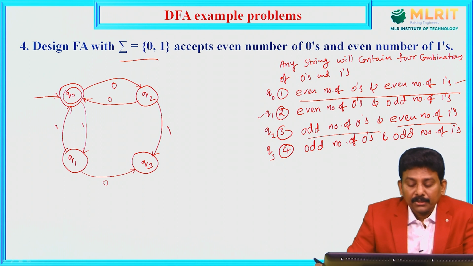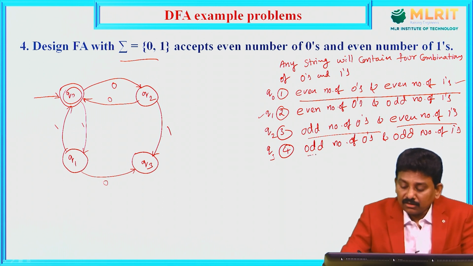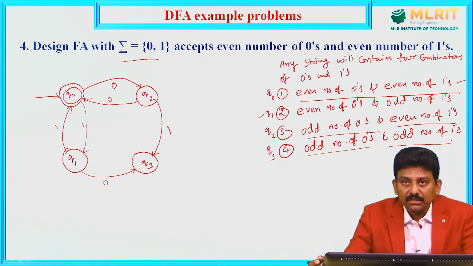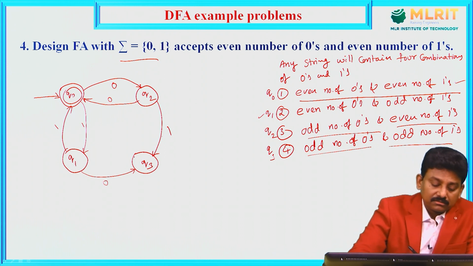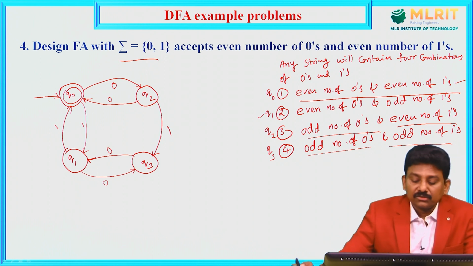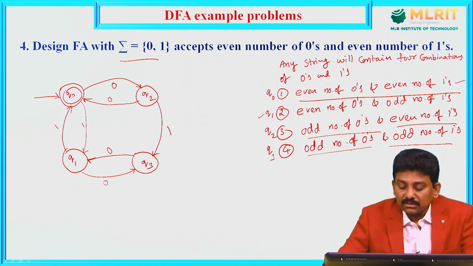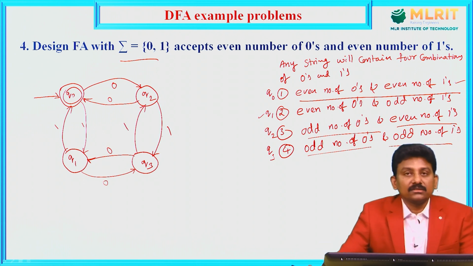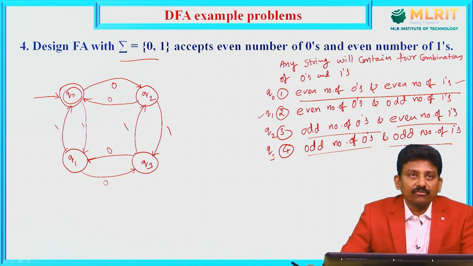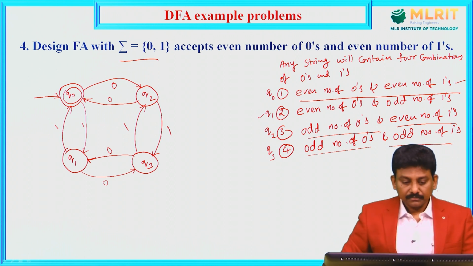Coming to Q3, the current state, odd number of zeros, odd number of ones. If you read 0, it becomes even number of zeros and odd number of ones, which is Q1. Next, Q3 for 1: if you read 1, ones become even, giving odd number of zeros, even number of ones, that is Q2. This is the transition diagram for the DFA accepting even number of zeros and even number of ones. Q0 is the initial state. Thank you.